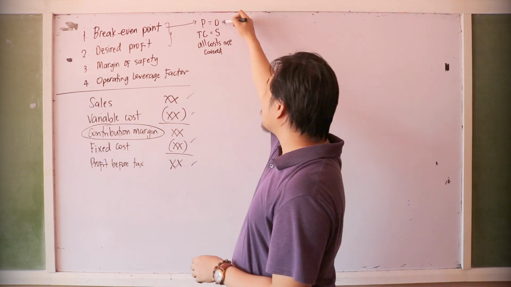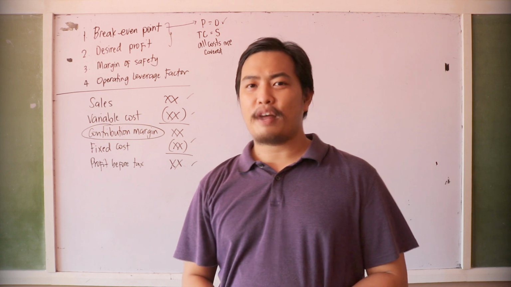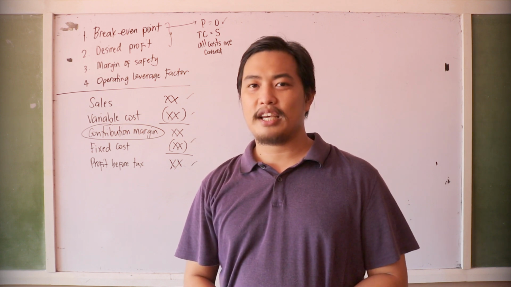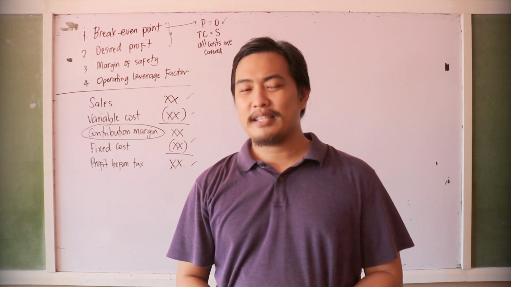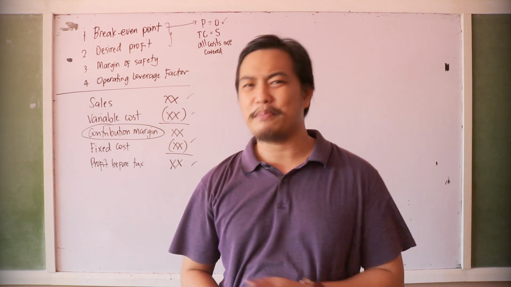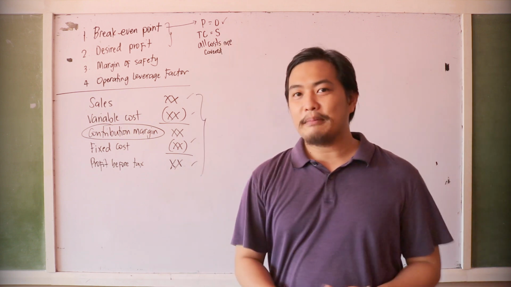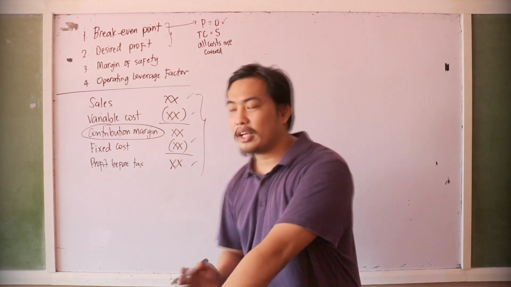Simple lang. Set lang natin yung profit na maging equal to 0. You have learned about your profit model, cost model, at saka yung revenue model dun sa management science niyo. We'll use something similar to that. Although, wag na natin gamitin yung P of X, R of X, or C of X. Itong contribution margin income statement na ito, express lang natin siya into an equation.